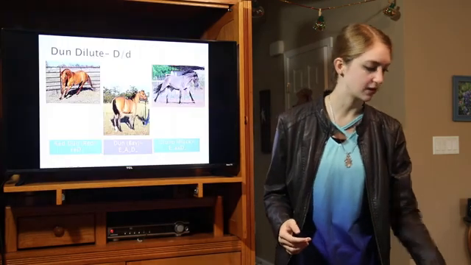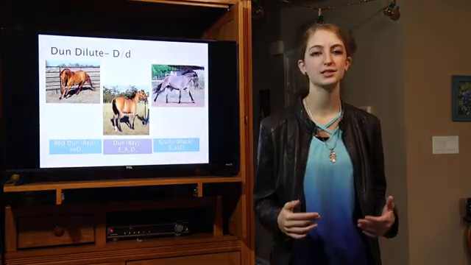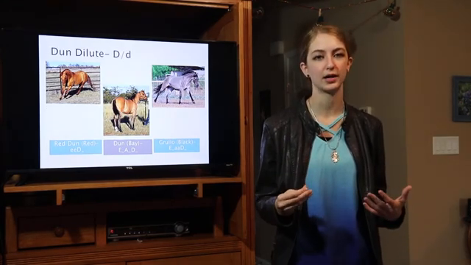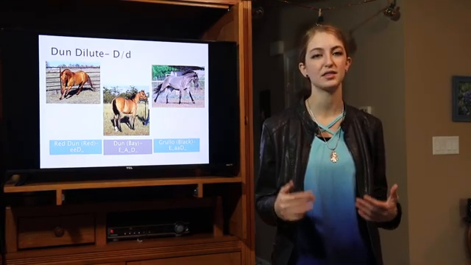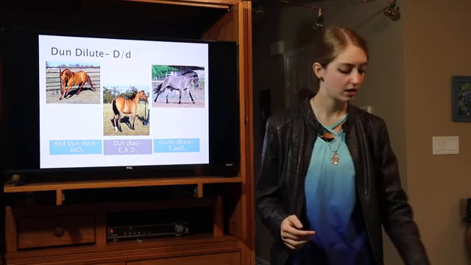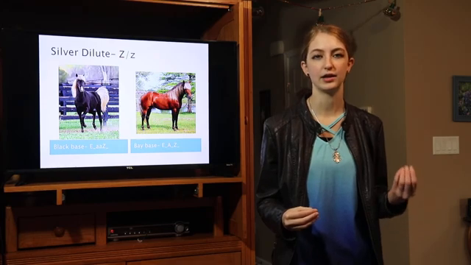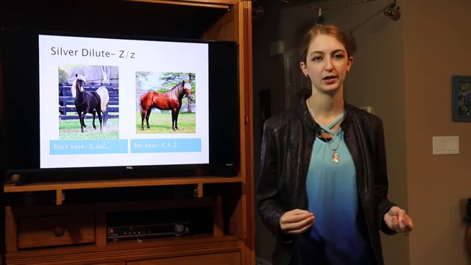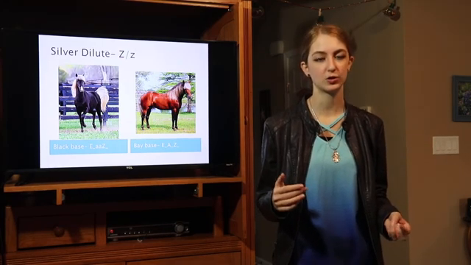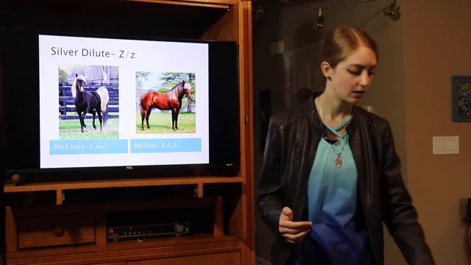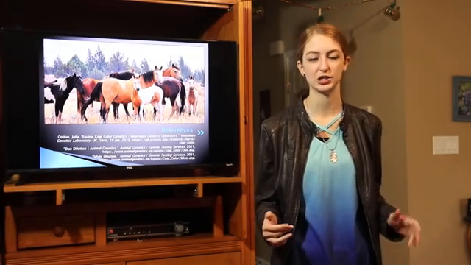Another dilute is the dun dilute, which lightens the horse's body and creates primitive markings, dark stripes on the legs and a thick dark stripe down the back. The silver dilute acts uniquely in that it only targets black pigment, turning a black-based horse's mane and tail into a silvery cream or white. Now this just barely scratches the surface of the many combinations and genes in the horse world.